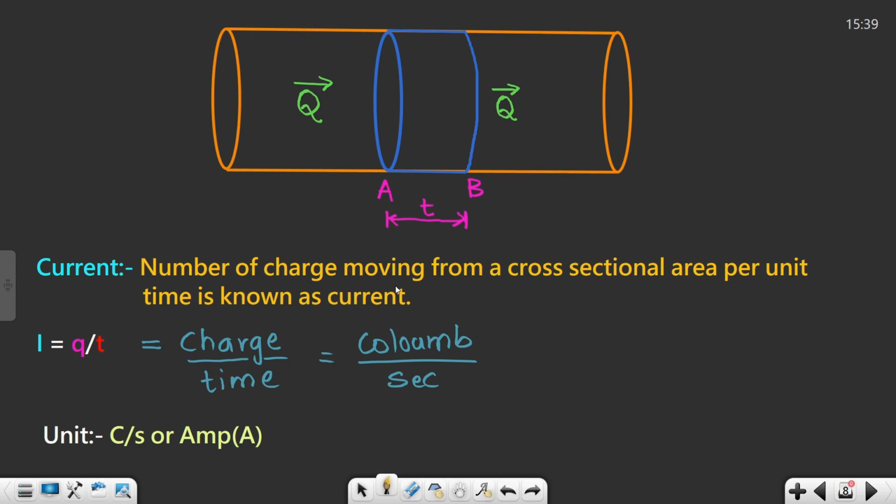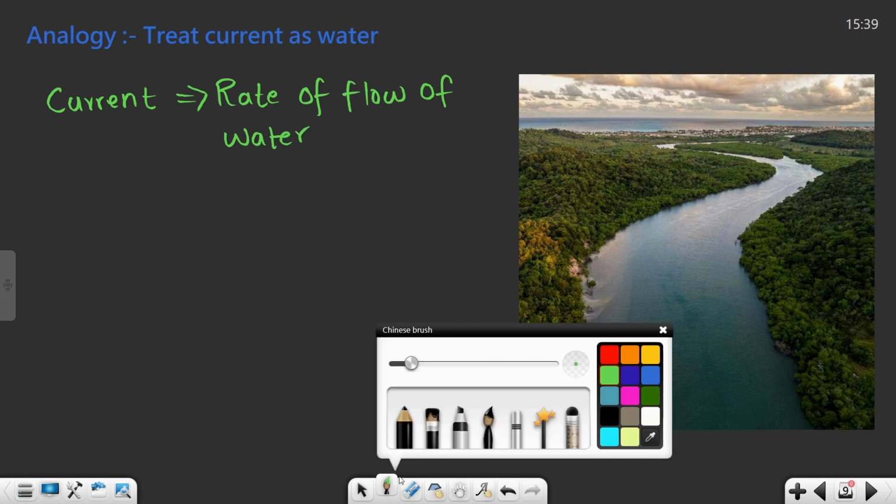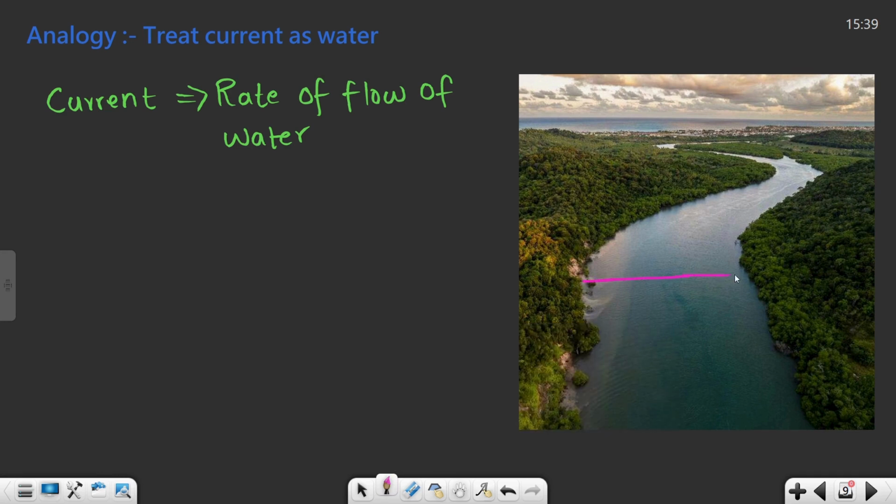This looks pretty difficult, but no worries, I'll make it easy for you. As I mentioned, assume current as the water analogy. You just assume current as the rate of flow of water. Let's assume that this is a river, and I'm taking a small area. Let's say this is my point A, and this is my point B.